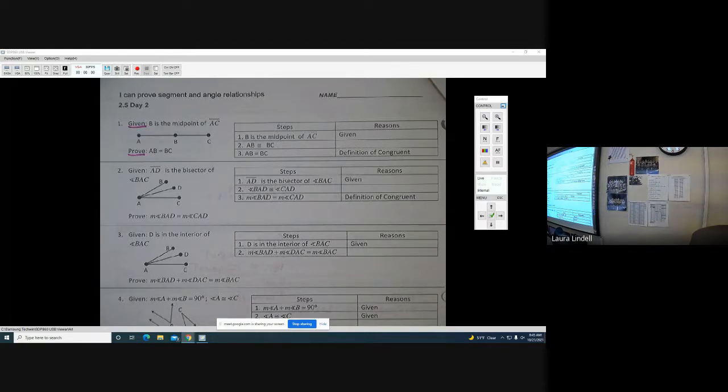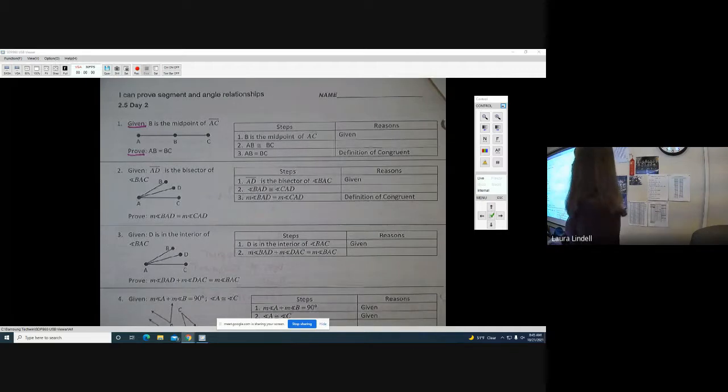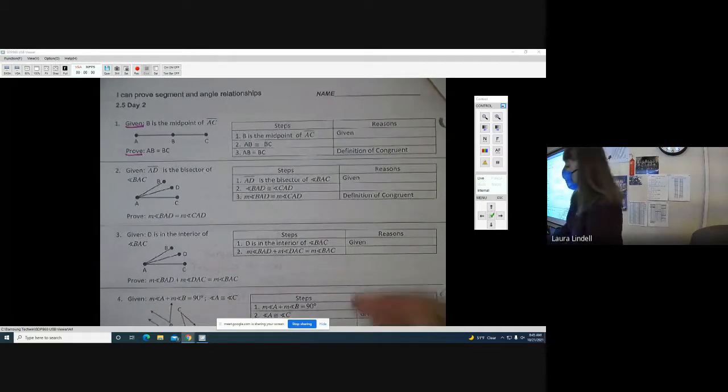Talk to the people around you. Compare your answer for this one. What do you think it is? I heard a lot of definition of midpoint. If that's what you picked, you are correct. Definition of midpoint here.